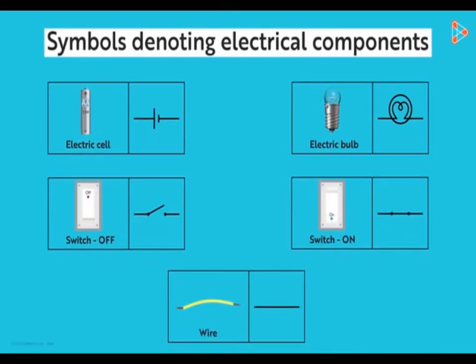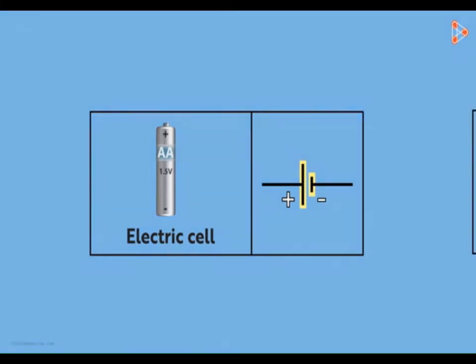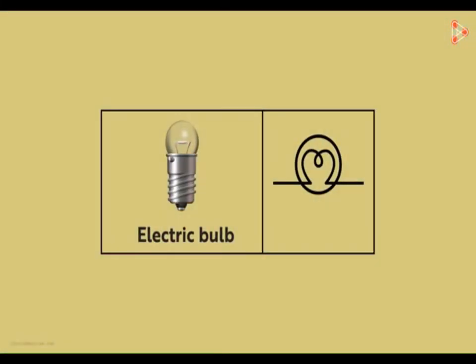In the last video, we saw symbols of a few basic electrical components used in a circuit. This is a symbol representing a battery, which is a 1.5 volt cell. This bigger line represents a positive terminal and the small one represents a negative terminal. This symbol is used for the bulb connected in the circuit. It is just W written upside down in this way and enclosed in a circle.